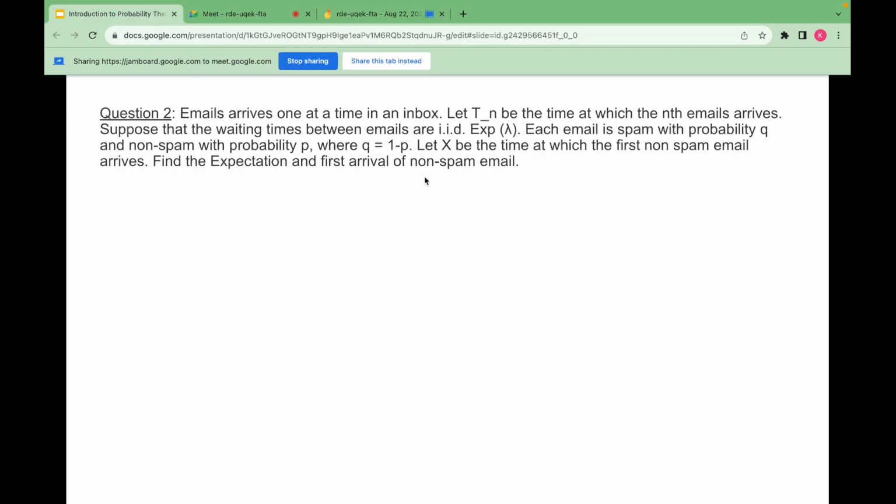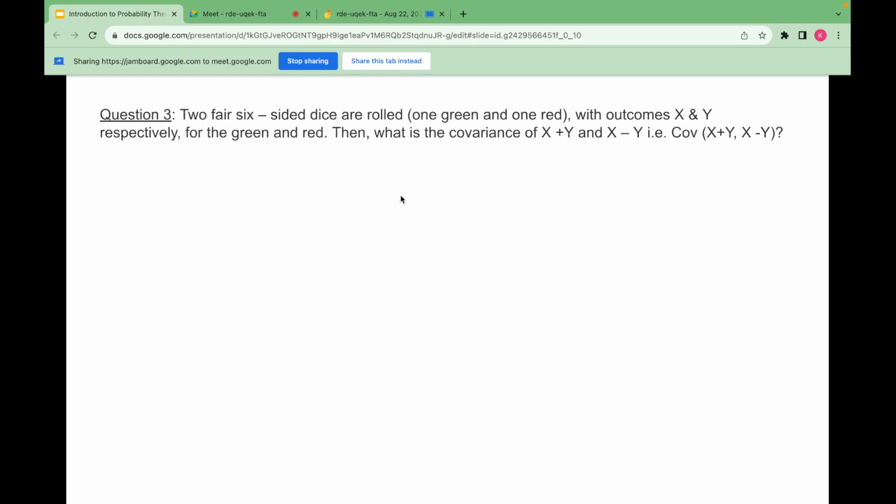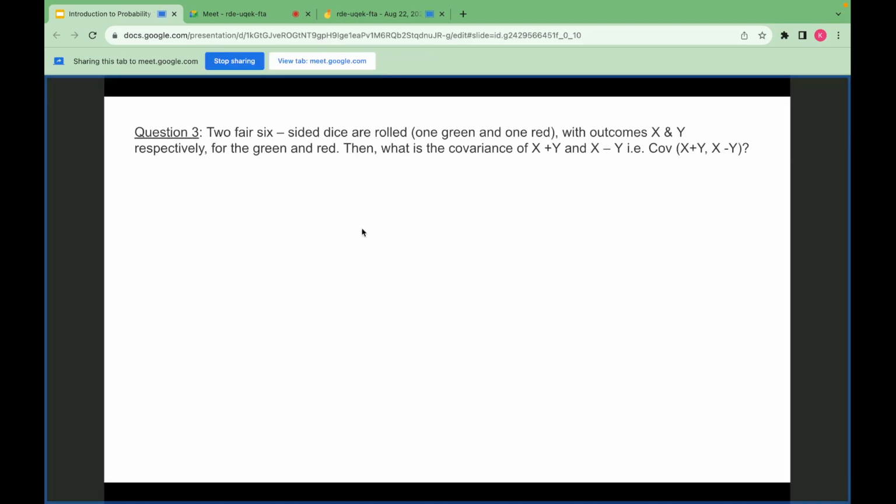So now we will move to the next question. We have two fair six-sided dice, one green and one red, and we roll them. The outcome of the green die is x and the outcome of the red die is y. Now we want to find the covariance of x plus y comma x minus y. Okay, so just give me a minute.